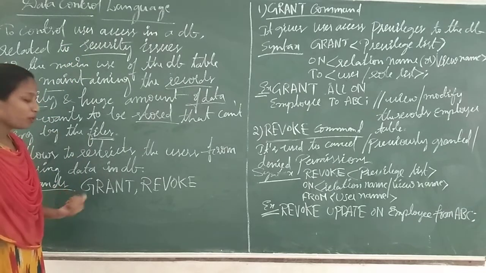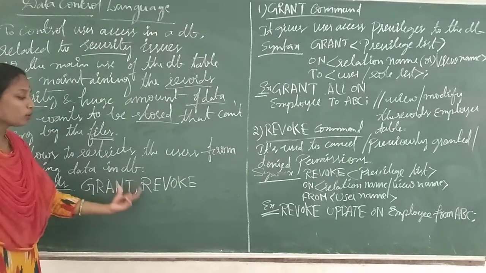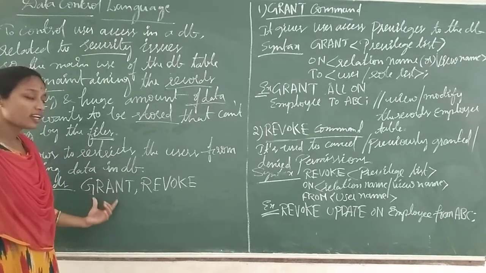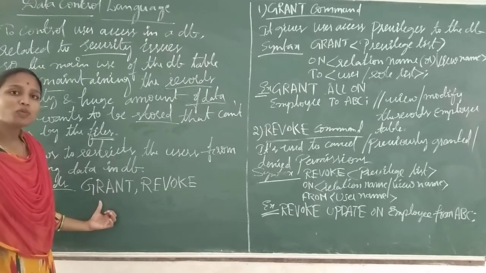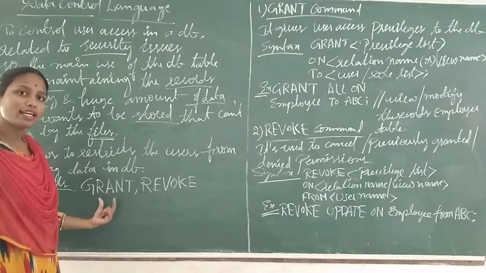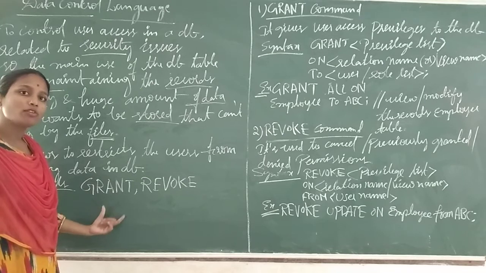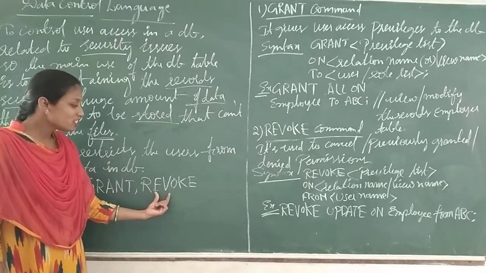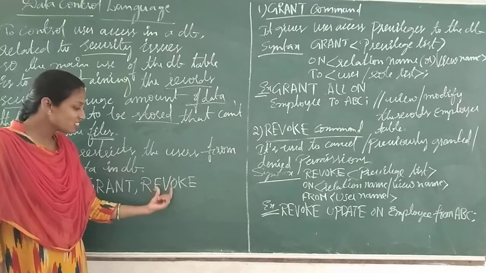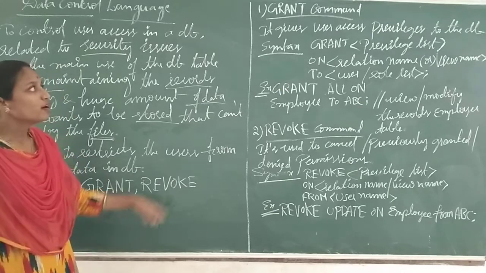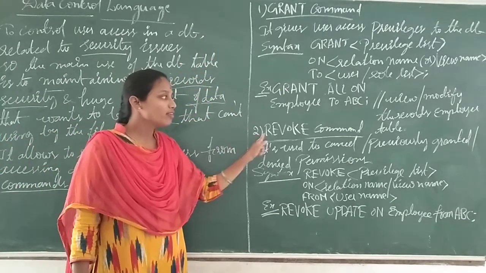Data control language plays an important role. There are two commands in data control language. Grant means giving permission to the user to access the data in the database system. And the revoke command, in this DCL, takes back the permission from the user. Here we will see the grant and revoke commands.